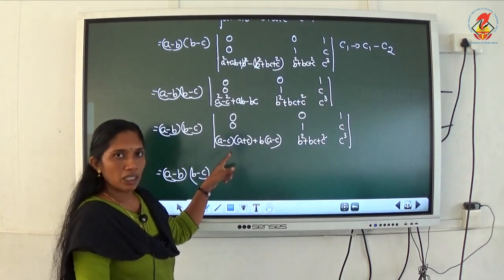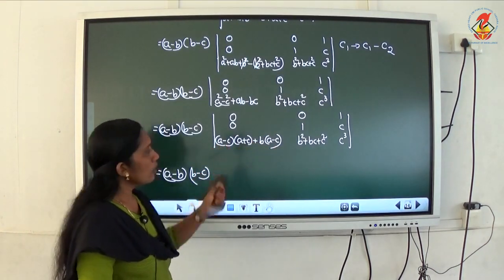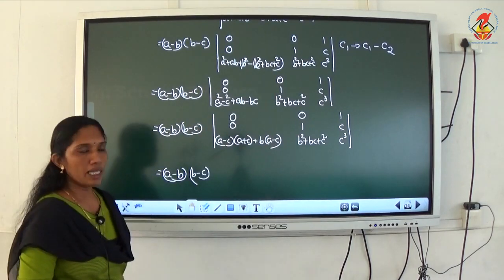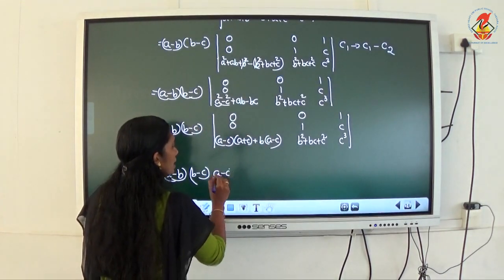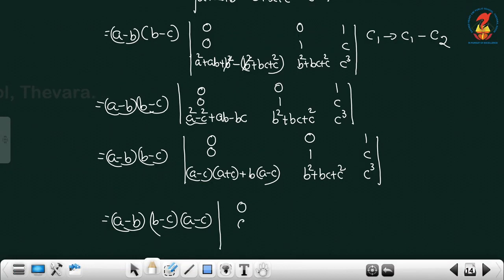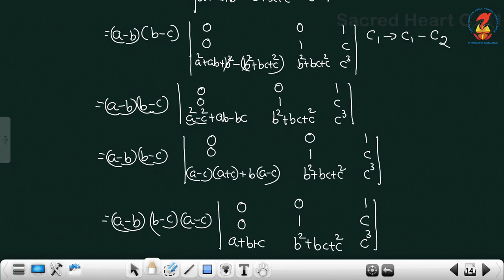Now from the first column, a minus b we can take outside. In these two terms a minus c is common. So a minus c out, take out, 0, 0. When we take a minus c outside, we get a plus b plus c. Then 0, 1, b square plus bc plus c square. Then 1, c, c cube. So here taking out a minus c from C1.